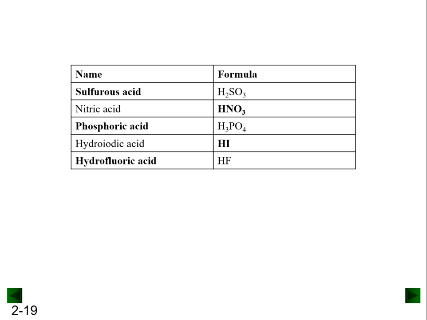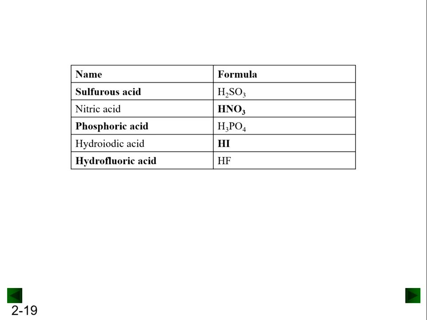Here are the correct answers. H2SO3. SO3 is sulfite. So -ite becomes -ous acid. This is sulfurous acid. Next up, nitric acid. Nitric, -ic acid comes from the -ate ion. That's nitrate, so that has HNO3. NO3 is nitrate. We need one proton to go with that.